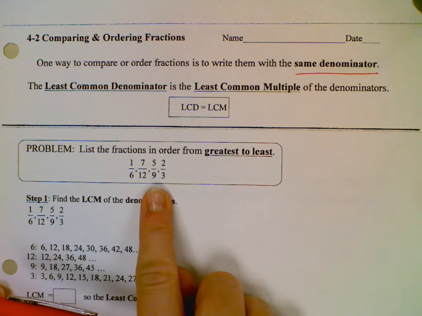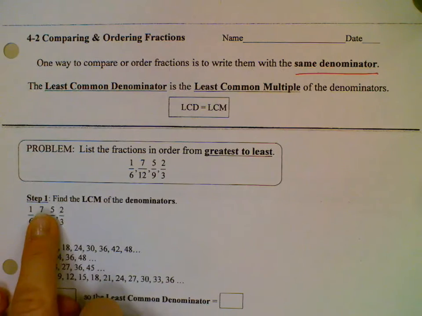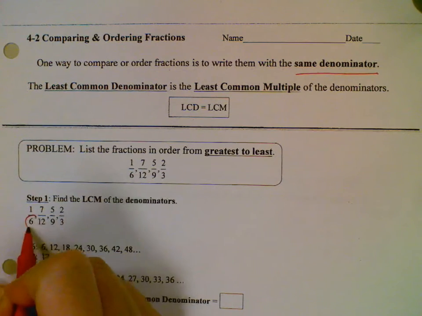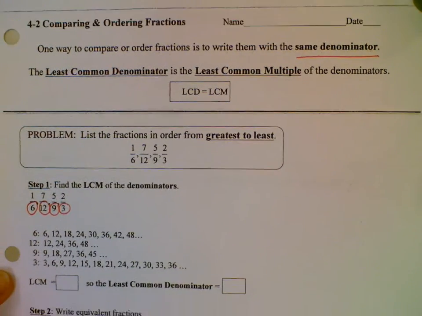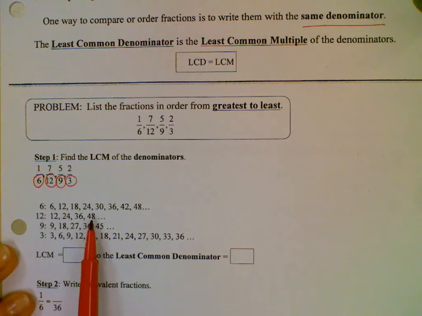We're going to try to list these 4 fractions in order from greatest to least. So step number 1 says that we've got to find the least common multiple of the denominators. We're looking at 6, at 12, at 9, and at 3. So I've actually already done the work for you. I've got my list of multiples of 6. I've got my list of multiples for 12, for 9, and for 3. And I want you to scan through there and see if you can find the lowest multiple they have in common.